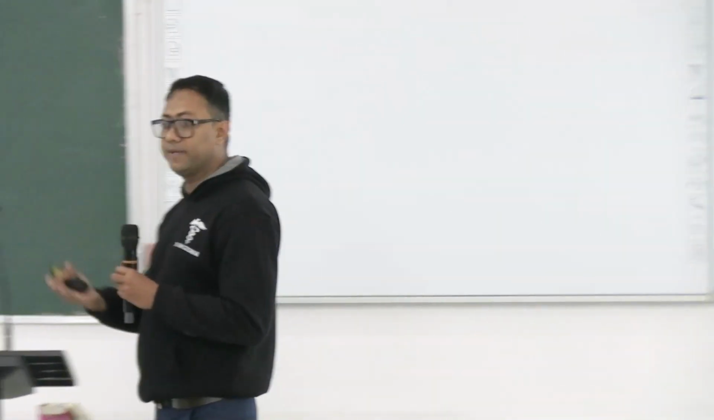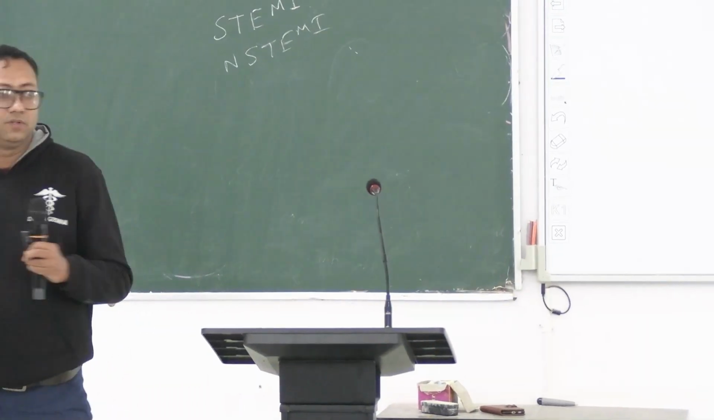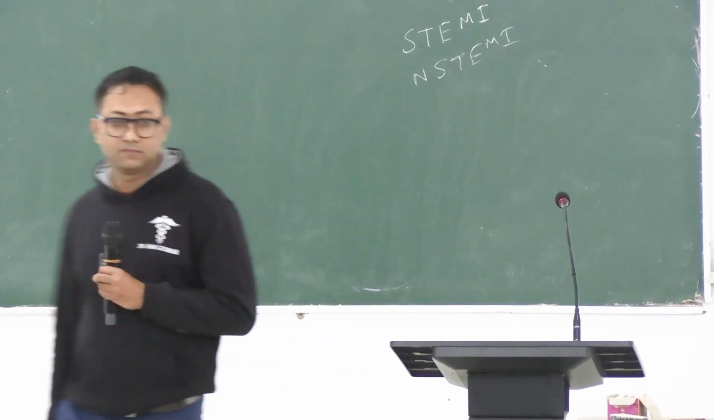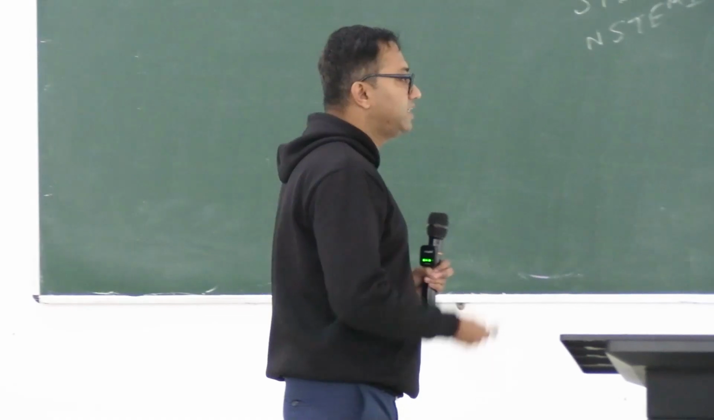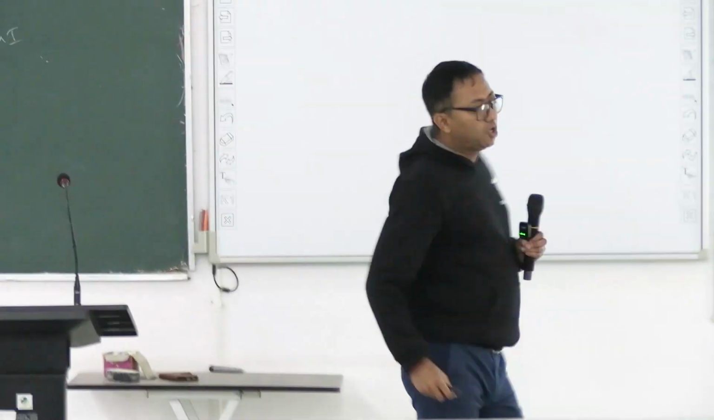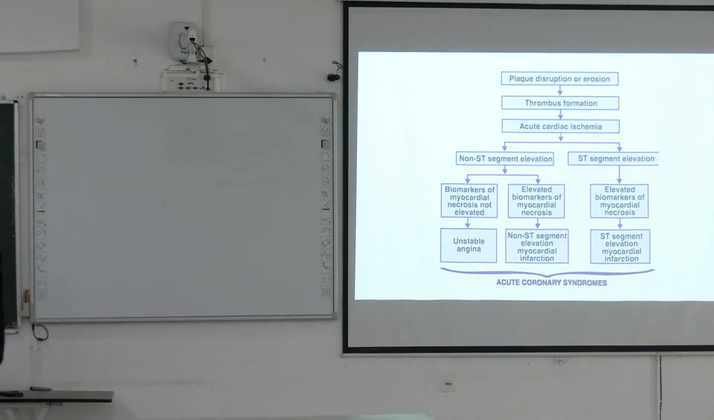Okay, so a patient of suspected acute coronary syndrome, what will you do? We will simply do an ECG, and we will check whether it is ST segment elevation or ST segment depression. If it is ST segment depression, we will check the biomarkers.